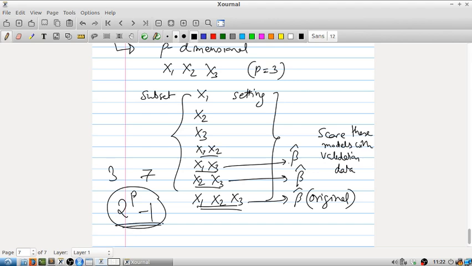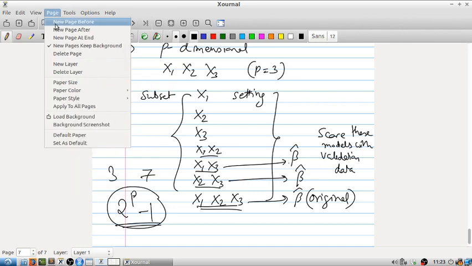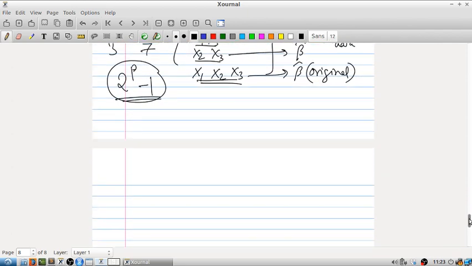So if p is 10, what is 2 to the power 10? 1024, okay? So you have 1023 models, which all need to be evaluated, and then you want to look at which model has the lowest validation score, and maybe that one is the one you pick. So there's a lot of effort needed. And so there is a slight shortcut, and therefore it's not going to explore all the 2 to the power p minus 1 options or choices.